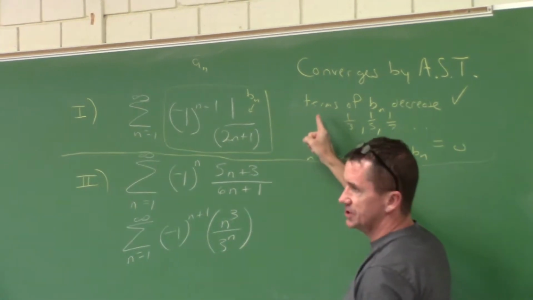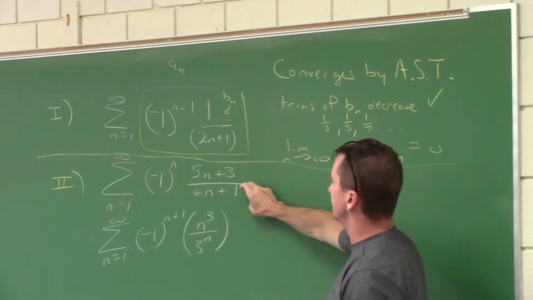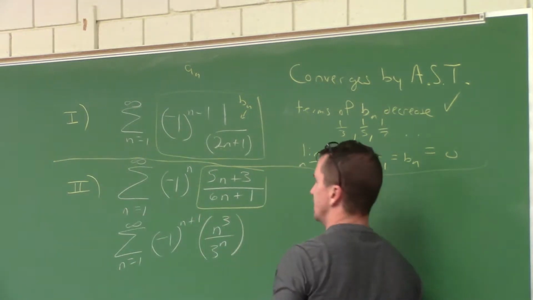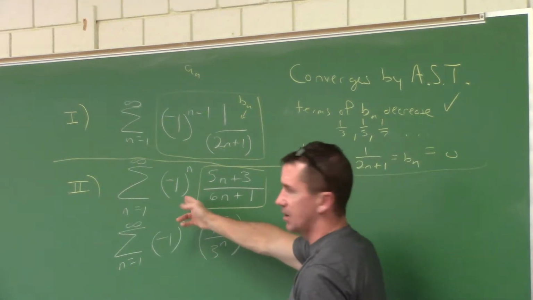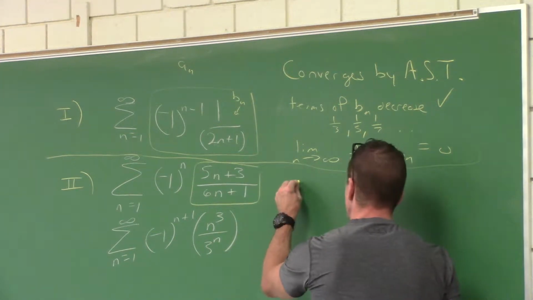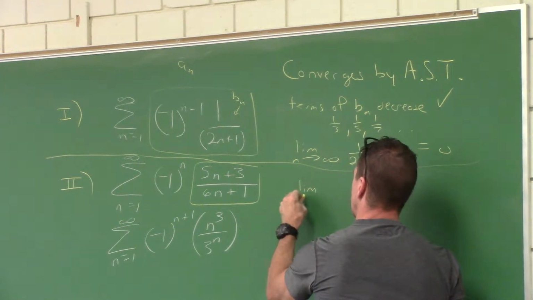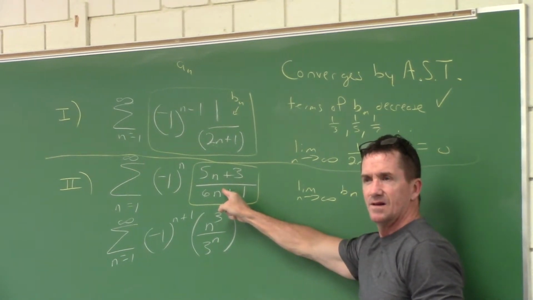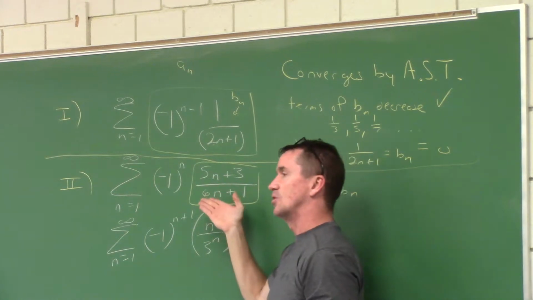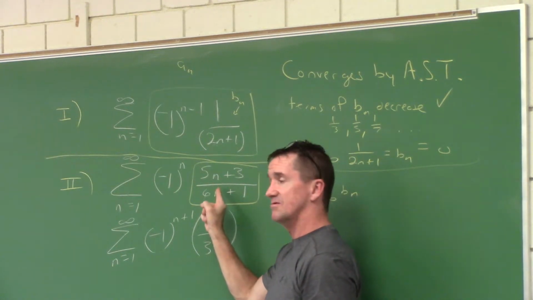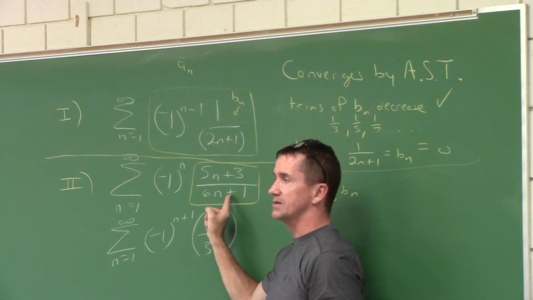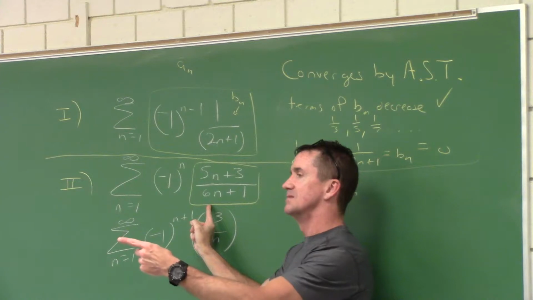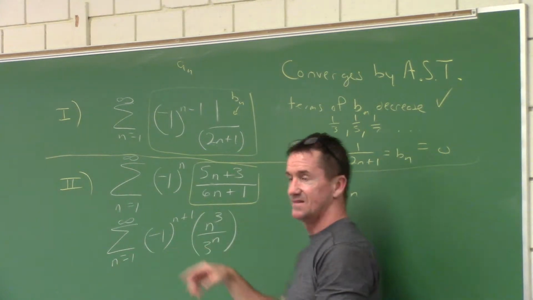Let's focus on part 2. I know the terms have to decrease, but what is the limit of b sub n? Before you just automatically think the limit's always 0, oh, converges by alternating series test. Everyone, I'm going to write this down. What's the limit as n approaches infinity of b sub n? Just this part. You can think of the horizontal asymptote of that rational expression, or you can do L'Hopital's rule. What would be the derivative of the top? 5. What's the derivative of the bottom? 6. So what's the limit?